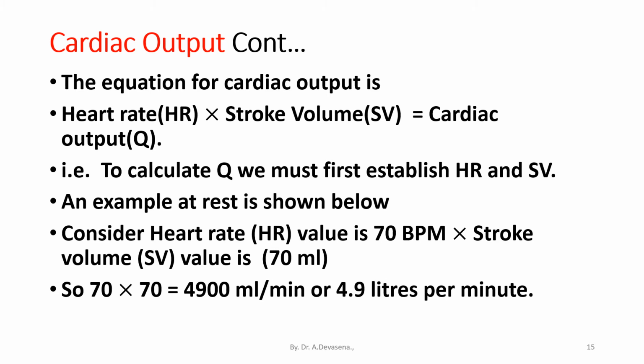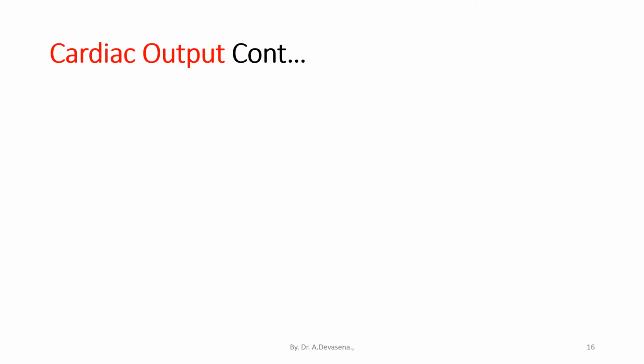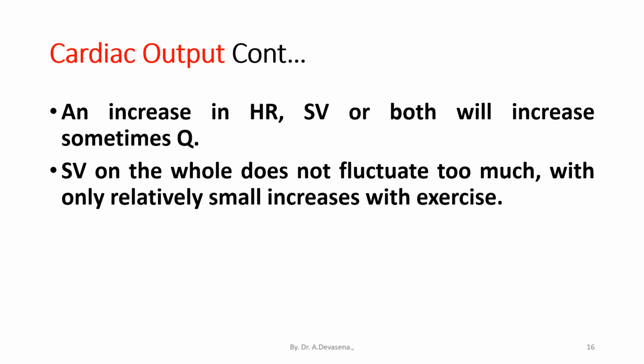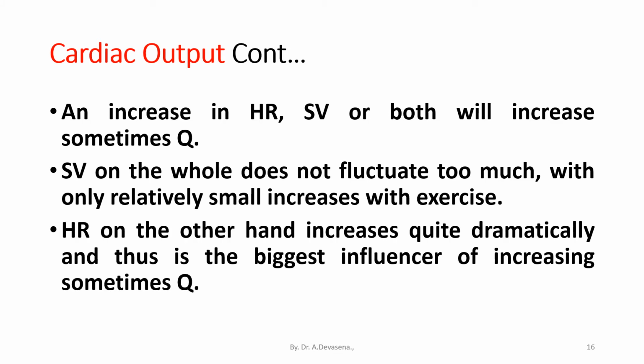Cardiac output is equal to heart rate times stroke volume. An increase in heart rate, stroke volume or both will increase cardiac output Q. Stroke volume on the whole does not fluctuate too much, with only relatively small increases with exercise. Heart rate, on the other hand, increases quite dramatically and thus is the biggest influencer of increasing cardiac output Q.